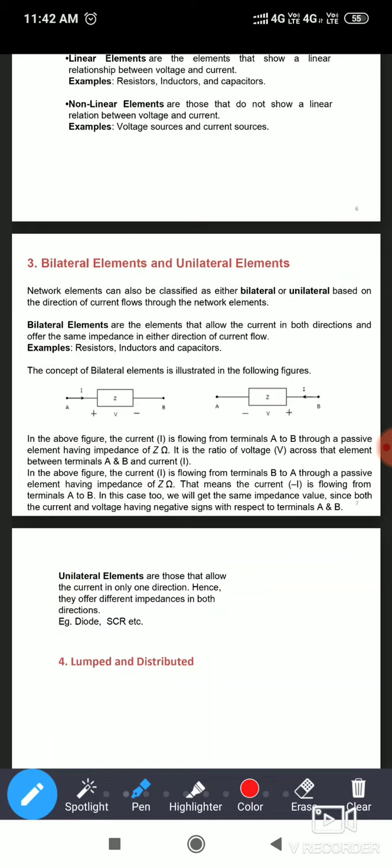So the last point: lumped and distributed. Lumped networks are those which are small in size. Resistor is small, inductor is small, capacitor is small. So the network consisting of small elements is called a lumped network. Whatever we are learning in this subject is related to lumped networks. A distributed network is one which consists of big elements like a transformer.